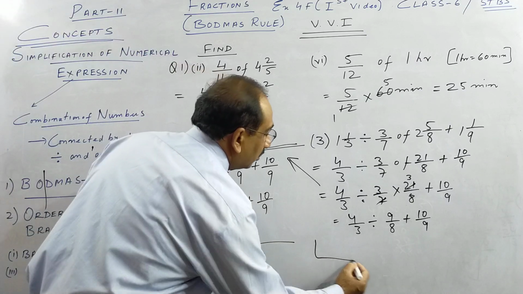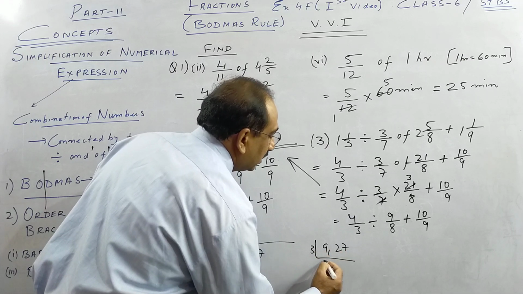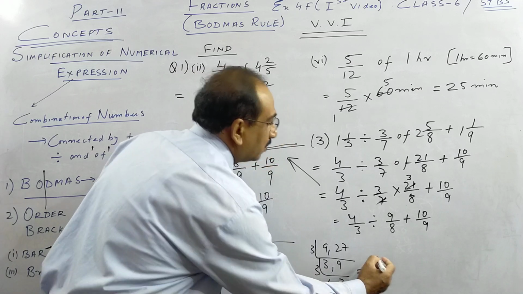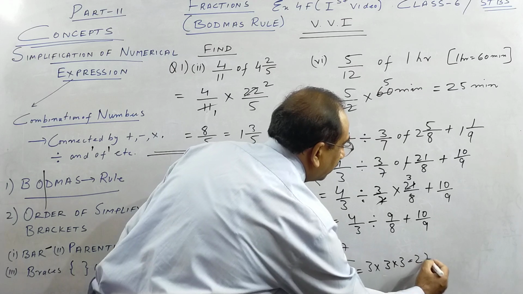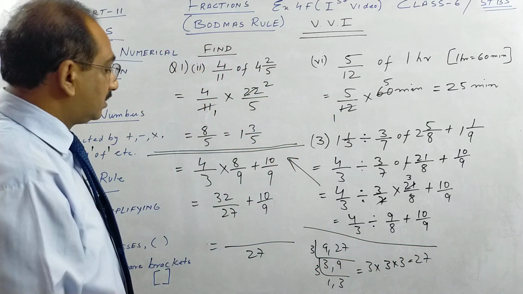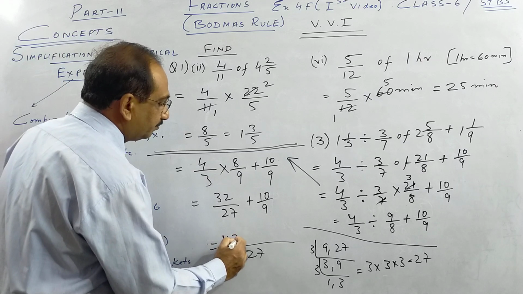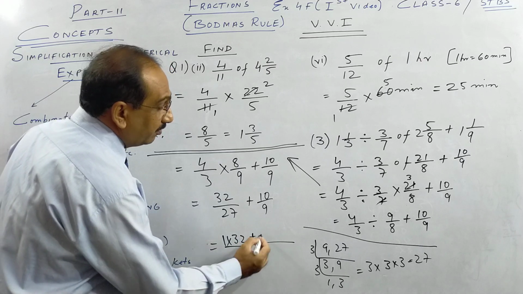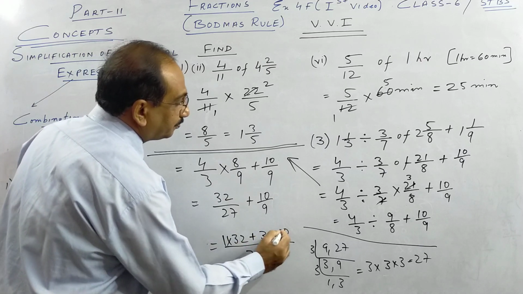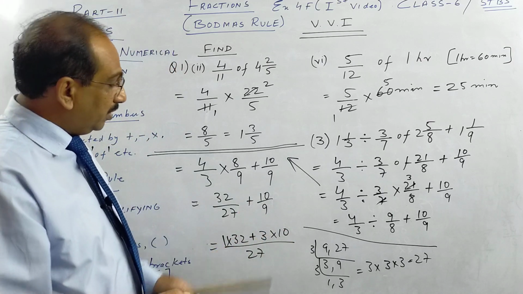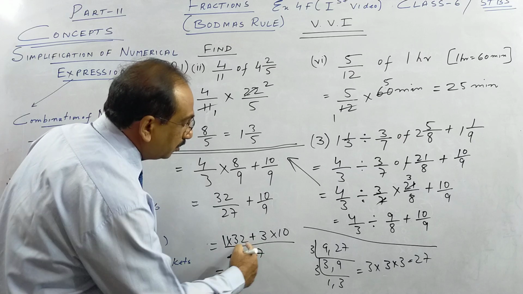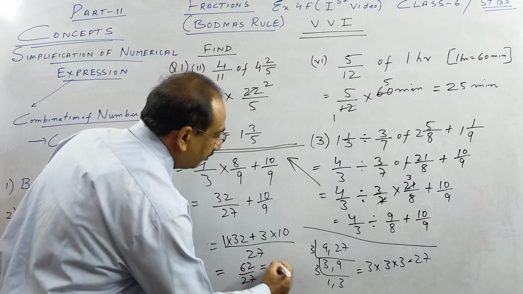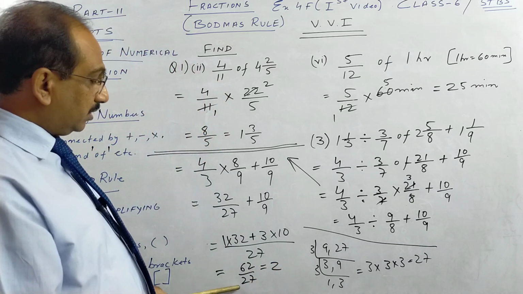You can do it like this also: 9, 27, starts with 3. Again 3. So ultimately you will get 3 into 3 is equal to 27. This is how we get the LCM. 27 goes 1 time in 27, so this will be multiplied with 1. 9 will go into 27 3 times, so that will be multiplied with 3. So we get, children, 32 plus 30, 62 by 27.